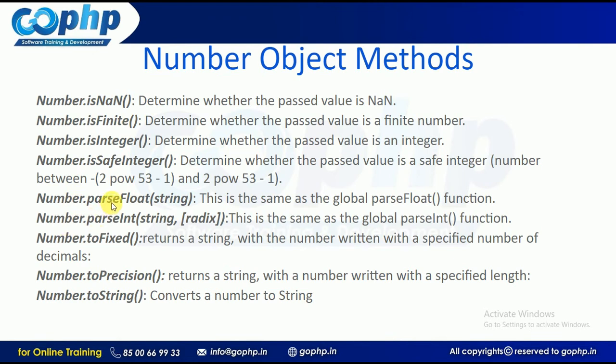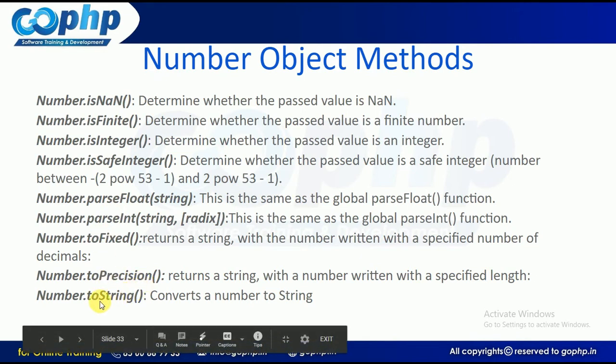The next thing is parseInt and parseFloat methods, which we mostly use in real time. To convert a value which we enter in an input box or somewhere, whatever value you enter into JavaScript is going to be a string. So we have to convert that string into an integer or a float. To convert them, we can use parseInt and parseFloat. Then toFixed, toPrecision and toString. toString converts a number into a string.